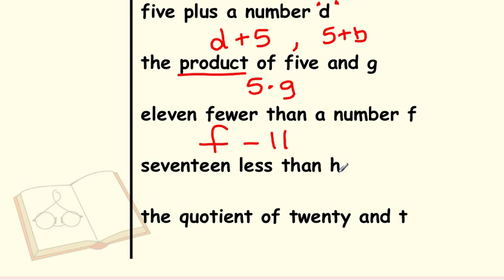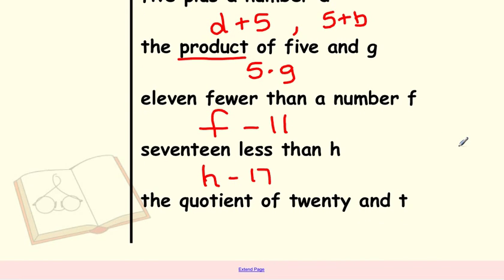17 less than h. Well, I need to start with h in order to take 17 away. The biggest catch when you're trying to work on these problems is to realize that you cannot just write it in the order that you read it. You will get that wrong. You have to think about it logically. And like I did in the last example, if I wanted 11 fewer than my age, I would have to start with my age and subtract 11. 17 less than my age, I would have to take my age and add 17.